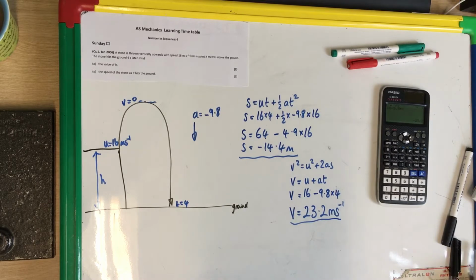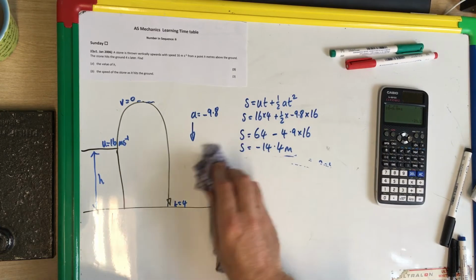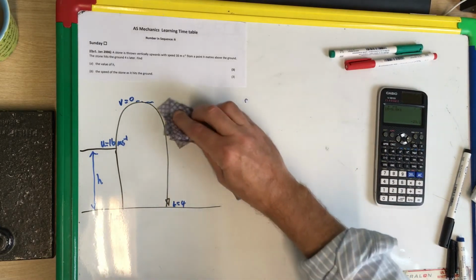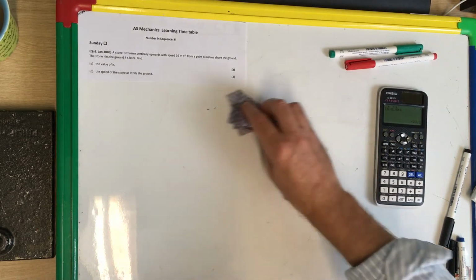Okay, fairly straightforward. It's just deciding what formula to use, isn't it? That is always the skill. Alright, so we've got that. Let's get rid of that now.